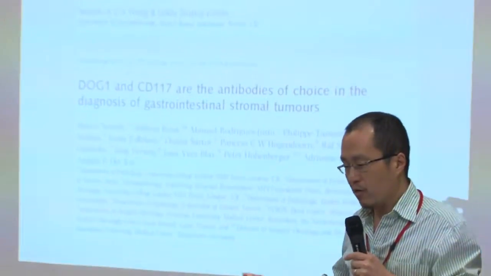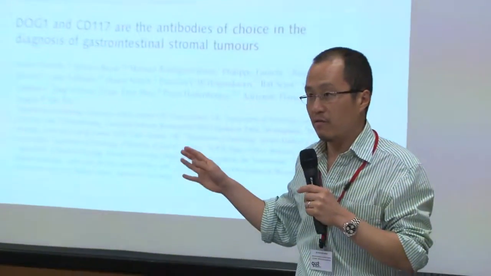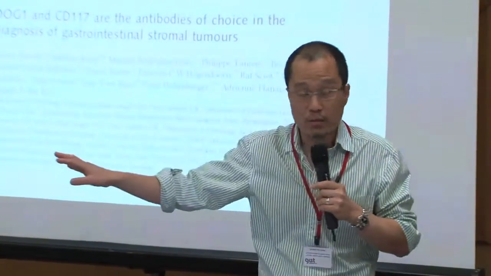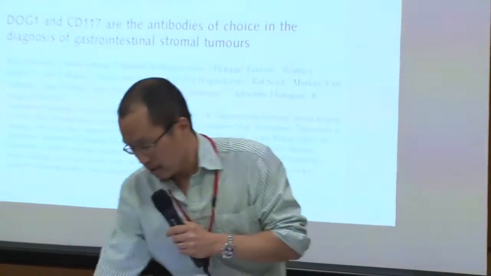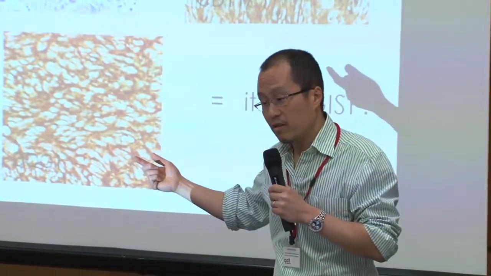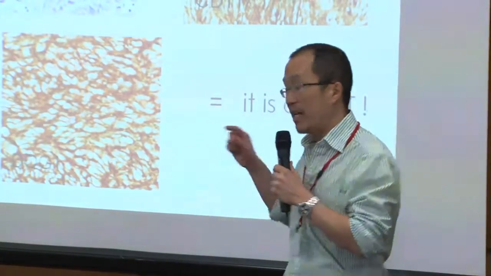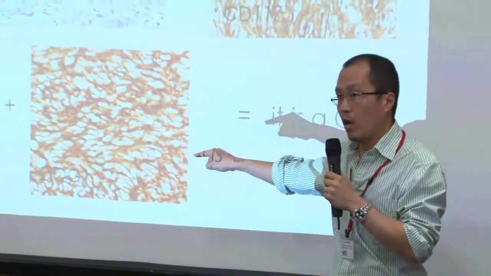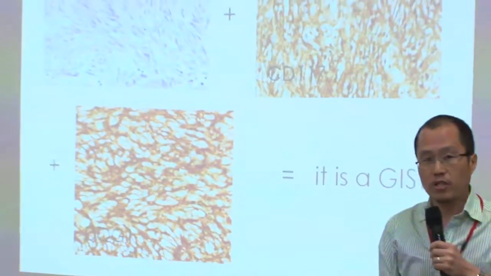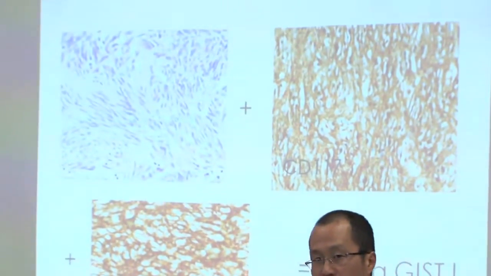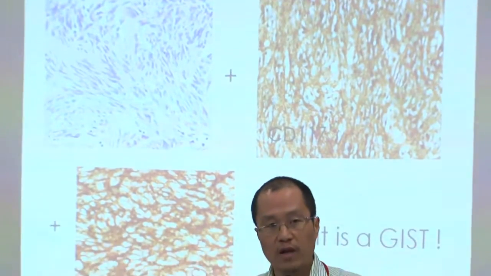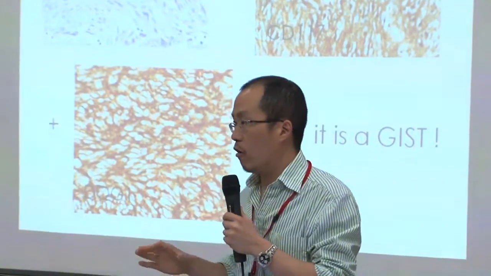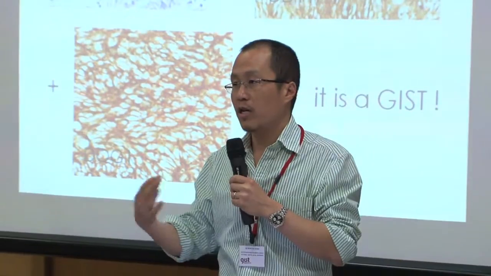Myself and people like Marco are now quite confident, with the data that we've accumulated and looking at other people's data, to suggest the following. If it looks like a GIST and it stains like a GIST, and by staining I mean both DOG1 and CD117, then it is a GIST. There's not any other neoplasm that we've come across so far which does that. And what this does is it simplifies the number of antibodies we need to use, or I would suggest we need to use, when studying a GIST.